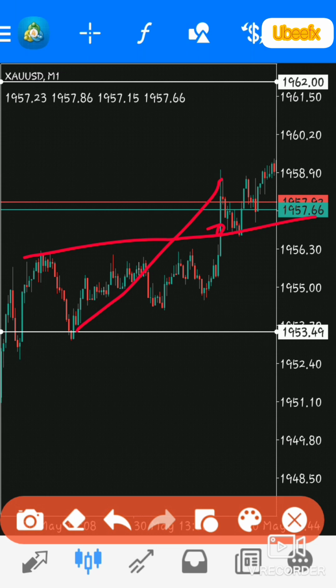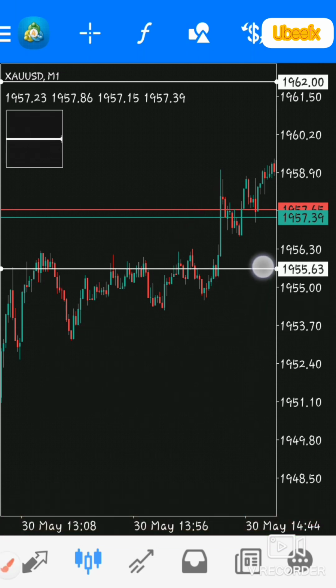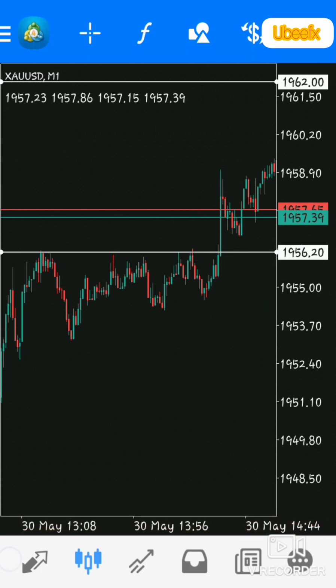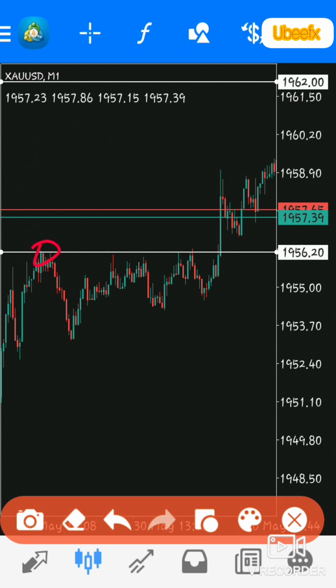So now we were ready. We knew that our setup was confirmed. What we were looking at is now confirmed. We were ready for the entry. So we were now looking for price to come back and break this zone. We're looking for gold to come back, break, then we sell.